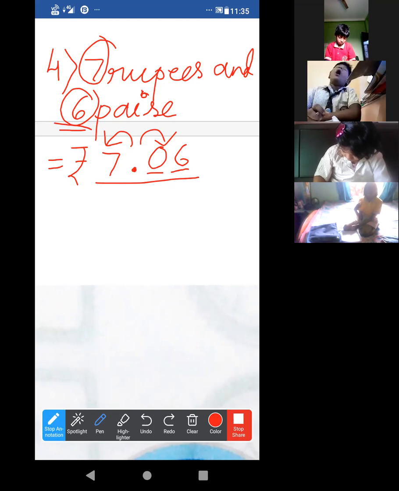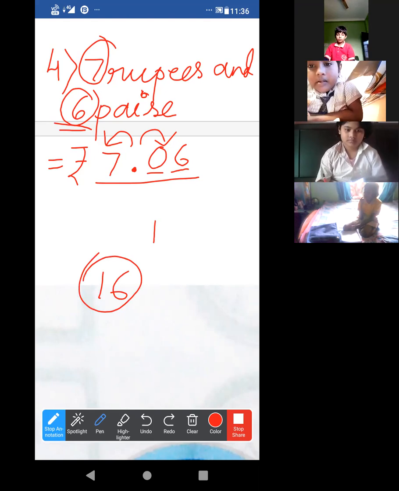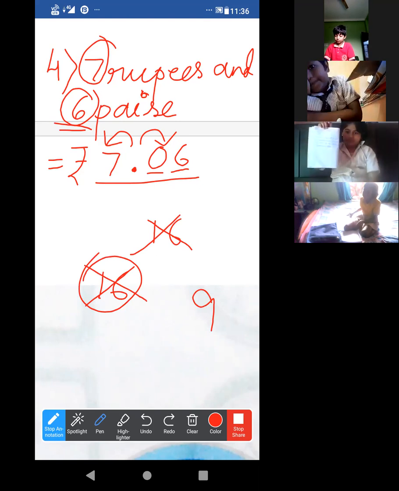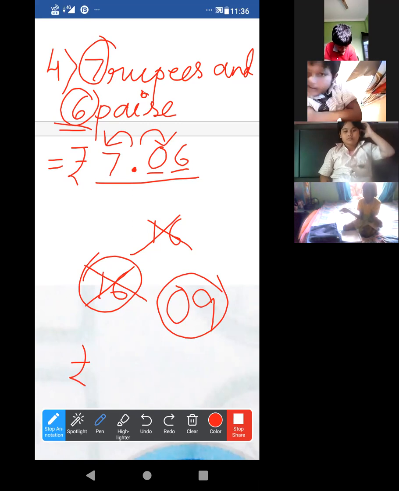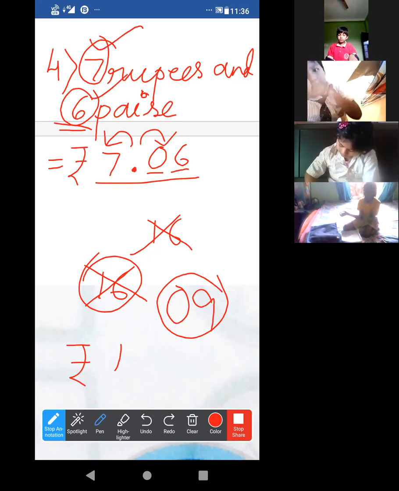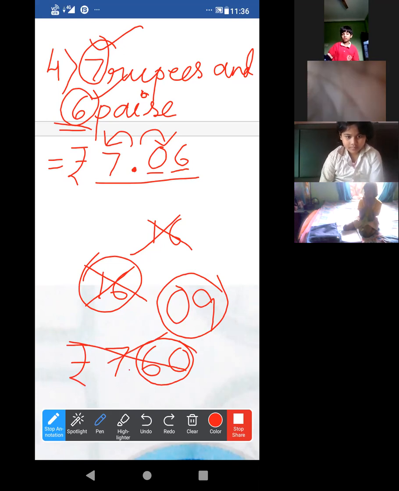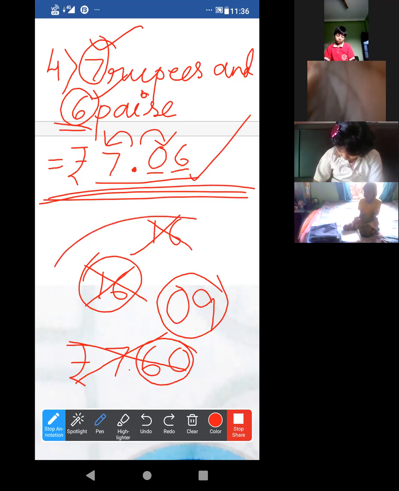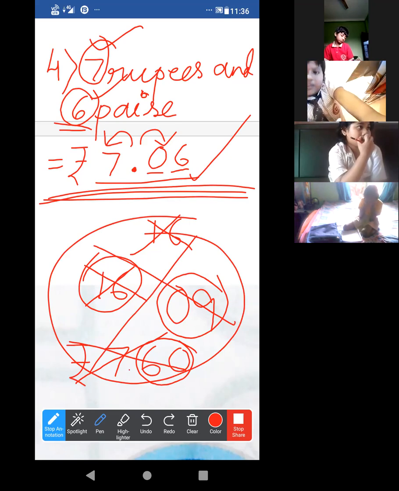Acha, Aditya, basically, if 2 digits are given, like 16 paise, then it will be very easy: here 1, here 6. But suppose it is a single digit number. Suppose 9 is given there. That means we will have to consider 09. Suppose this one, 7 rupees, 6 paise. If you put it in this way, 7.60, then it will be 60 paise. It will be totally wrong. This one is the correct one. Do this one first. No need to write this one. Completed. Now I'll check the copy.